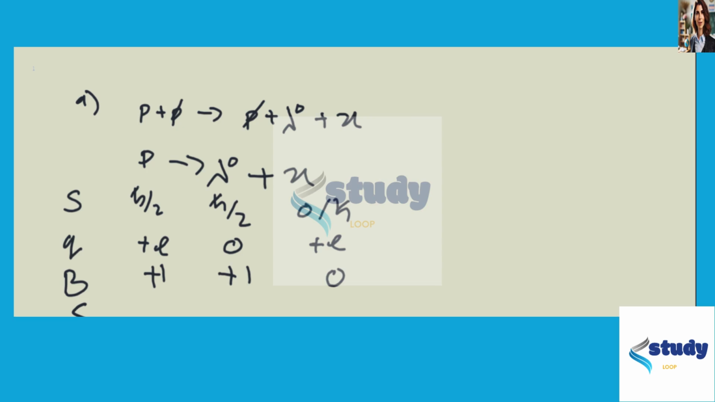The strangeness of a proton is 0, and the strangeness of a lambda is -1. The strangeness of X should be +1. We take the unknown particle to be a spin 0 meson with a charge of positive e and a strangeness of +1. We identify, looking in table 44.4, that this is a K positive particle.